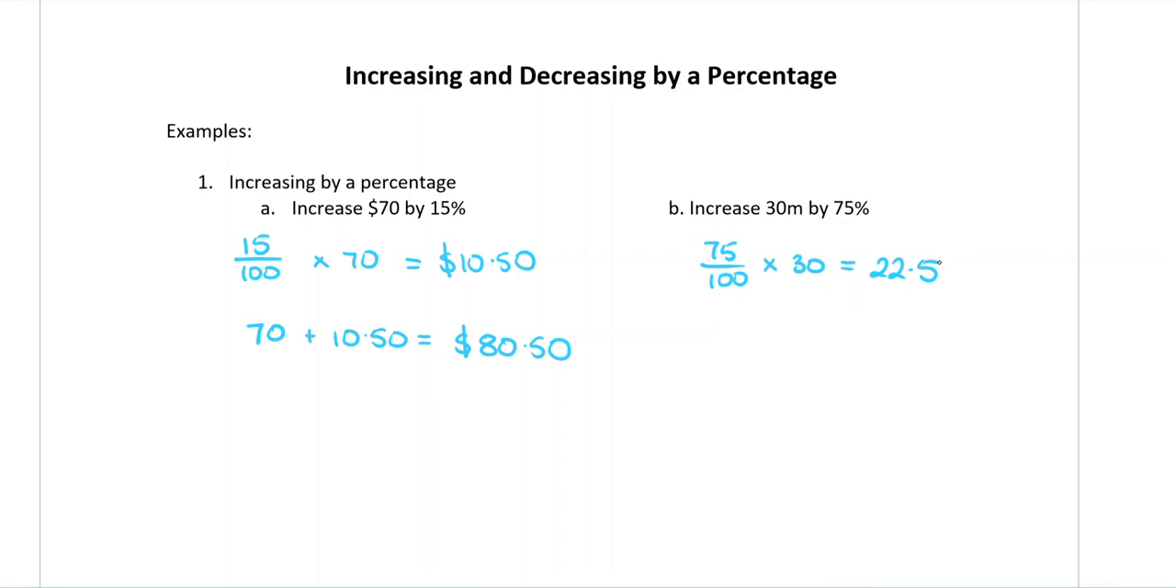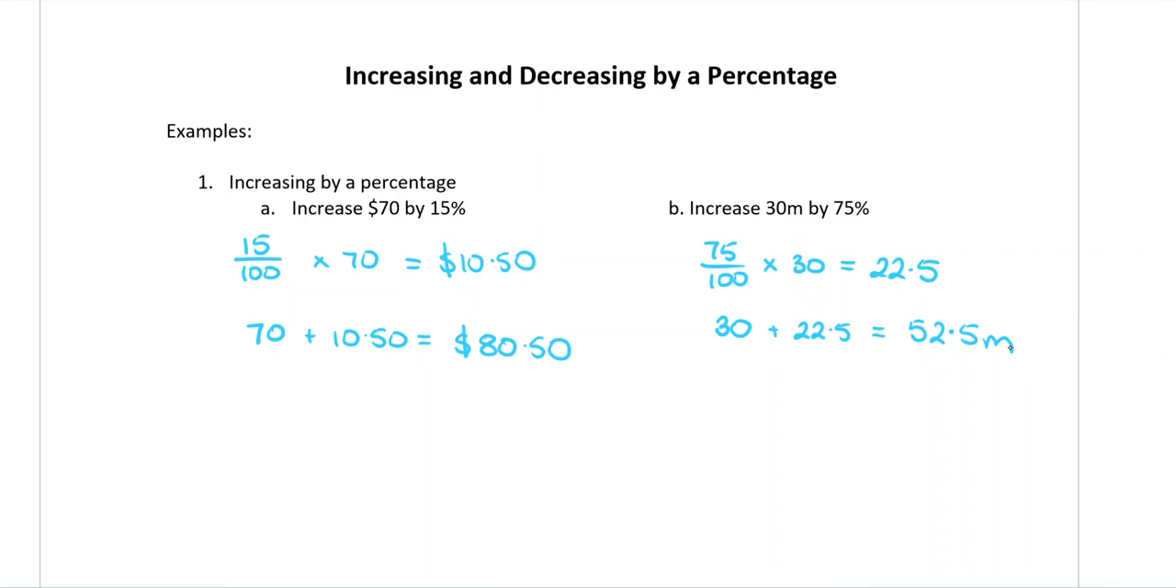Okay, because we are increasing, our second line, you start with the 30 meters that you started with, and you want to add on the 22.5 that you just found. So that means it has become 52.5 meters.